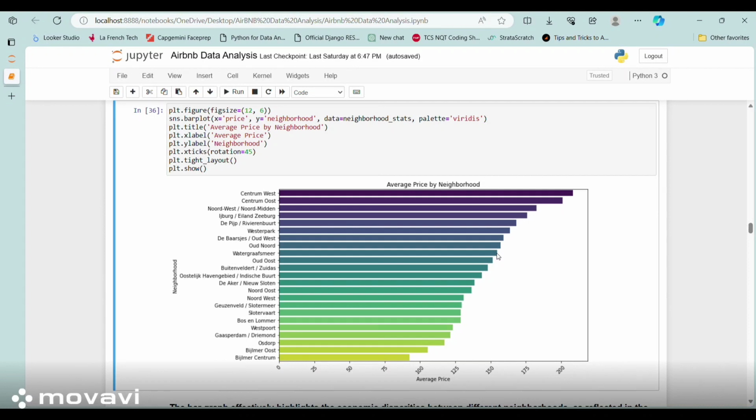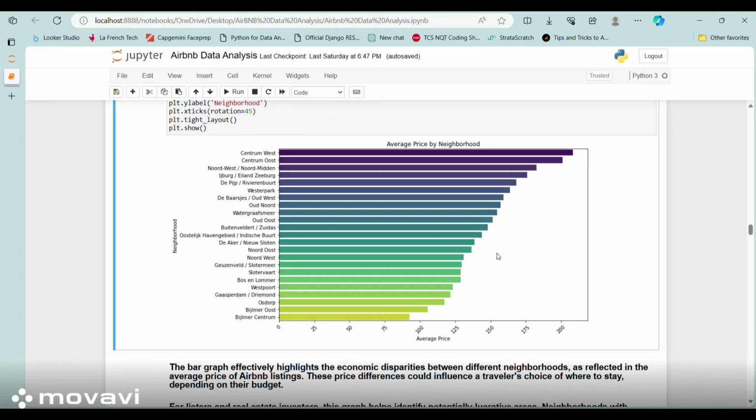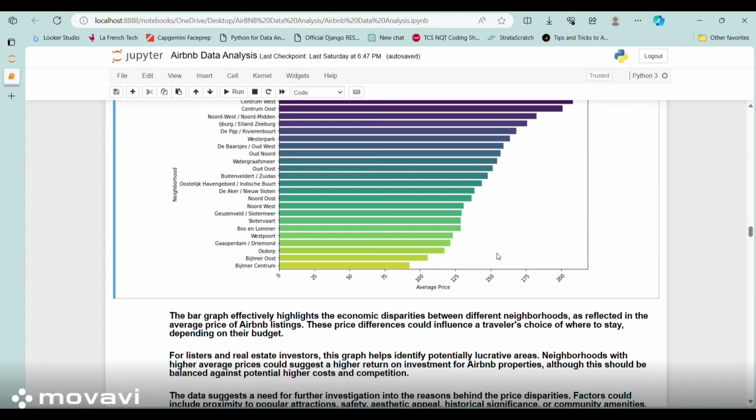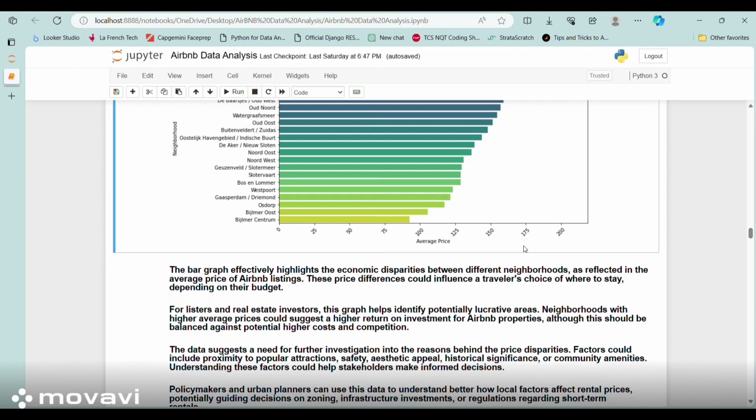But why do these differences exist? Neighborhoods with higher prices might be closer to popular attractions, offer enhanced safety, feature aesthetically appealing surroundings, hold historical significance, or boast community amenities.